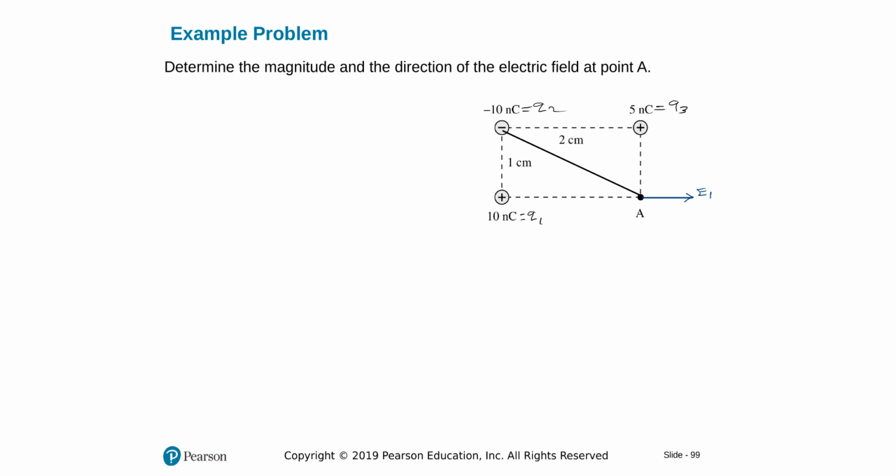Let's pick another color for E2. Q2 is a negative charge, so E2 will be towards it. So the electric field line, let me pick a line here to make a better job there. Electric field due to Q2 will be towards itself because it's a negative charge. So here is our E2.